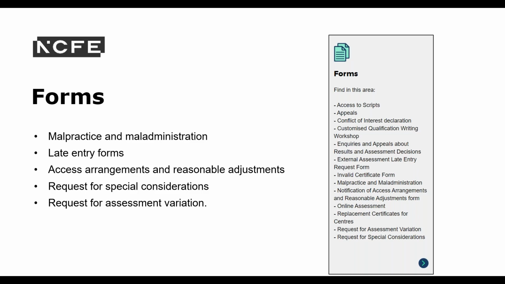The request for special consideration is after the assessment has been taken, and it is for when some adverse circumstances could have impacted on the learner's ability to demonstrate their usual level of attainment, so for example, illness or bereavement. And the request for assessment variation is when you need to vary the assessment from, say, for example, the published assessment date, the published assessment time, which would be beyond the 30 minutes that are permitted, or to change or extend the assessment site from your current approved location.